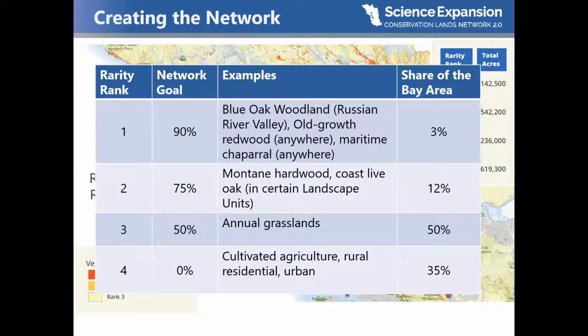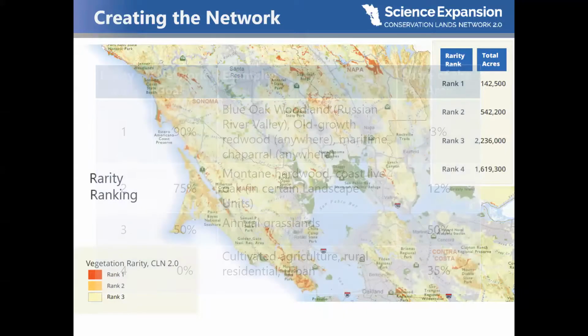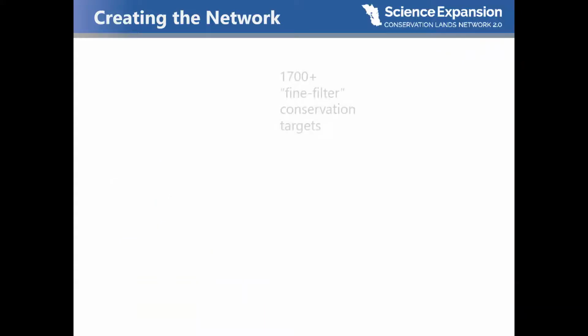So examples of this, rank 1s will be blue oak woodland in the Russian River Valley, where they're really quite rare. They're not so rare over the mountain in Napa County, so they're actually a rank 2 in Napa County. Old growth redwoods really anywhere are rank 1, maritime chaparral anywhere are rank 1, and so on and so forth. So we map that across the whole Bay Area. We have over 1,700 fine filter conservation targets.